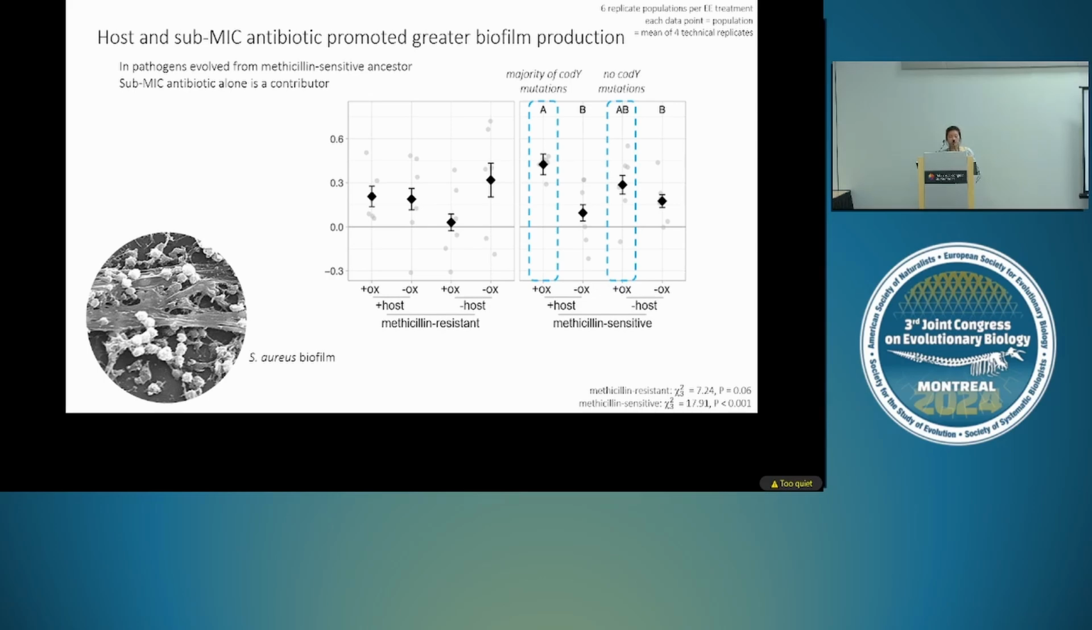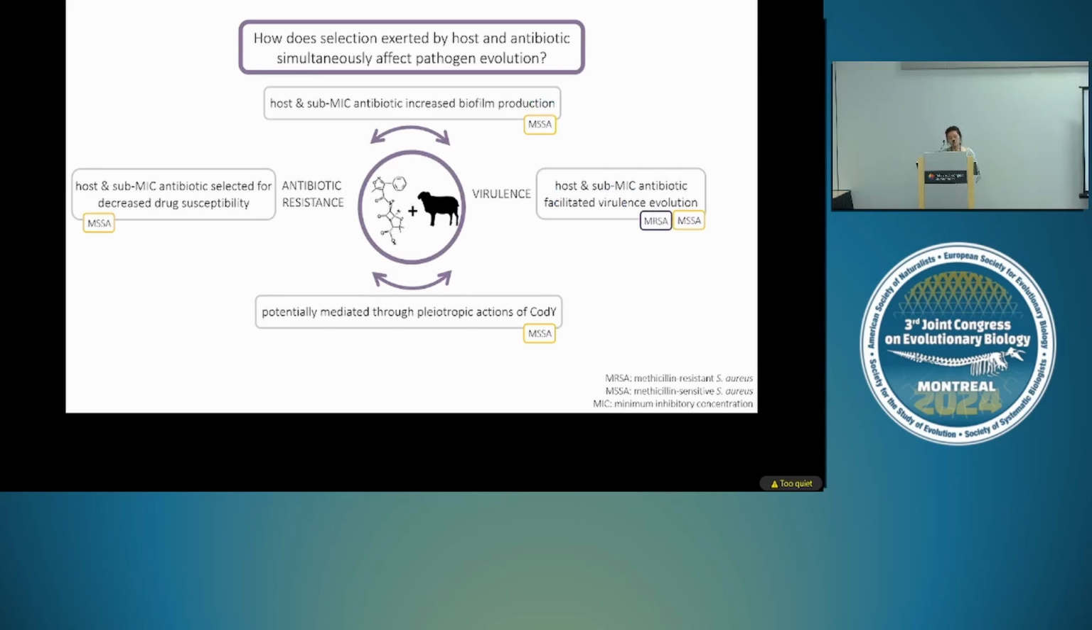And so one thing that could be happening is that since biofilm itself is controlled by multiple genes, the increase in biofilm production in both of these treatments could be due to mutations in different genes. And so here, we saw that selection from both the host and sub-MIC antibiotics increased biofilm production, and that this evolved trait has the potential to be due to pleiotropy that can confer both decreased drug susceptibility and increased virulence.